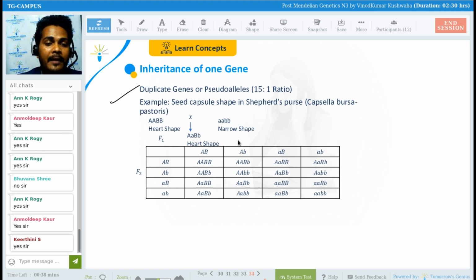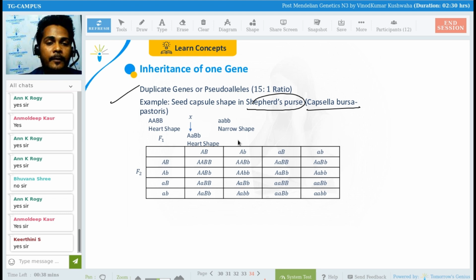So actually this duplicate gene was observed by G.S. Shull in the Capsella, a kind of species. Okay, so it is observed in the Capsella. Let me write here, Capsella bursa-pastoris. This is the scientific name of that particular plant, and it is a kind of seeded plant, right?